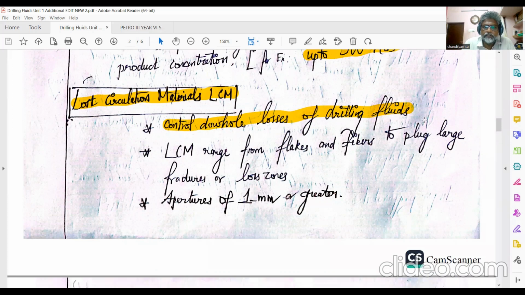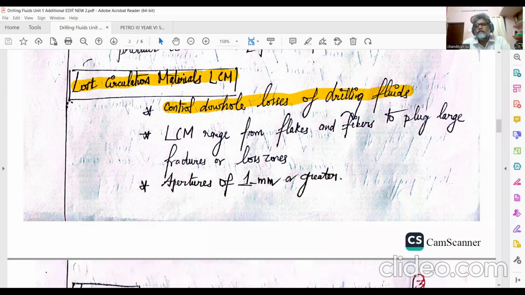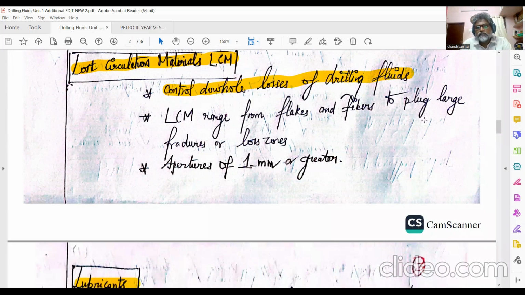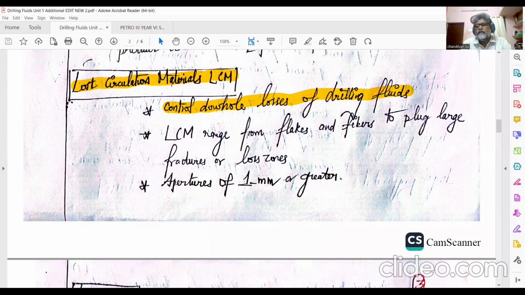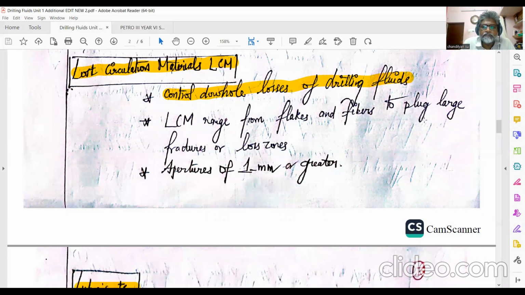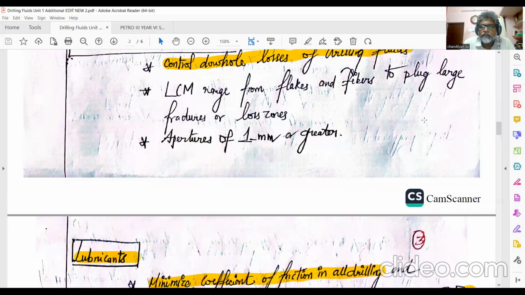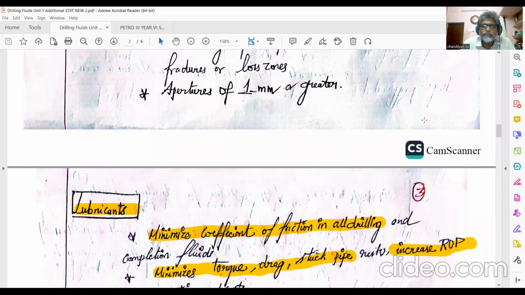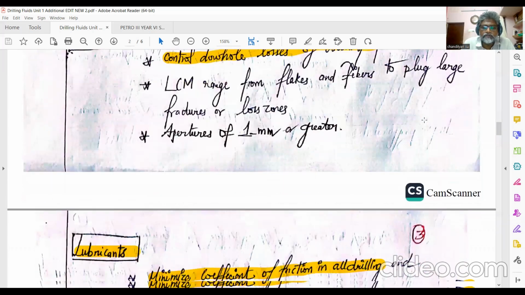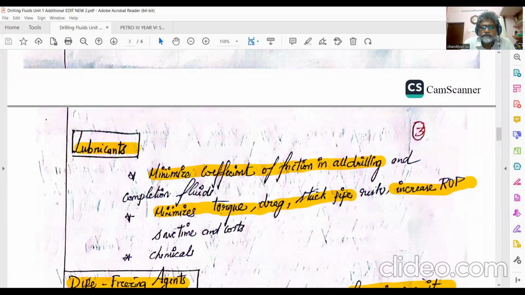It's all lost circulation materials. The aperture size is 1 mm or greater. A lot of LCM formulas are kept hidden there. The formulas are kept secret most of the time, confidential, by the oil and gas industries, as to what lost circulation materials are being added. But generally you can dig it out from the research documents. A typical example of a lost circulation material is calcium carbonate. It's one of the examples.